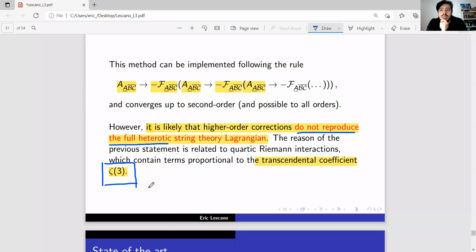Perhaps there are methods to perform non-covariant field redefinitions and that kind of thing, but I'm not sure if we can make this kind of coefficients appear from field redefinitions. I think it's not possible, but of course, it's just a guess. Okay, thank you. You're welcome, Salim.